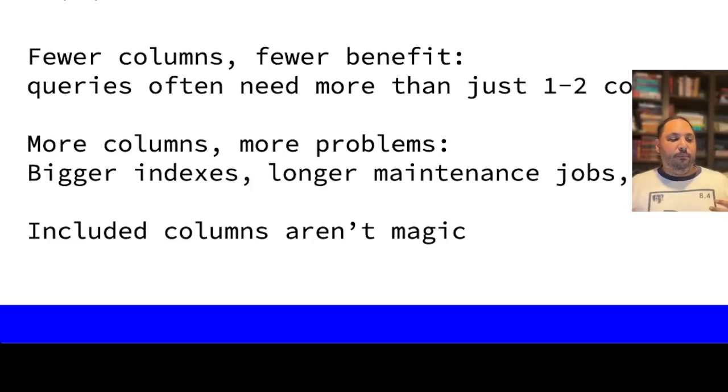And so you can often get it done on 1 or 2 columns, but you may need more in order to get more benefits, and just be aware of that. More columns, again, it's the trade-off. More columns is more problems because of bigger indexes, longer maintenance jobs, potential locking, all that stuff. And then included columns aren't magic.